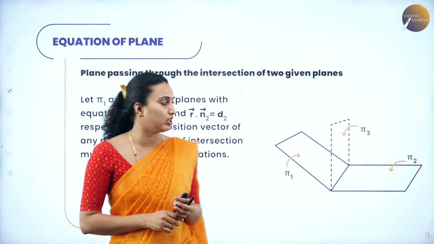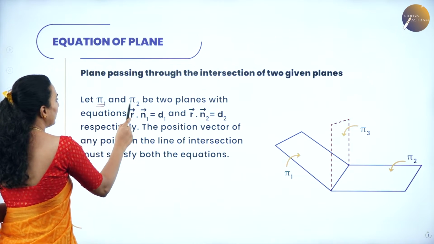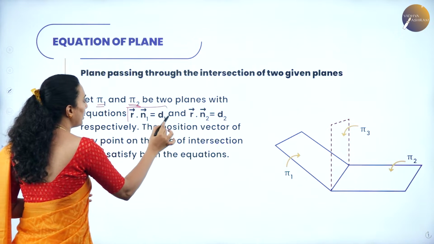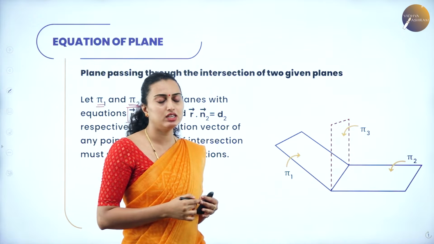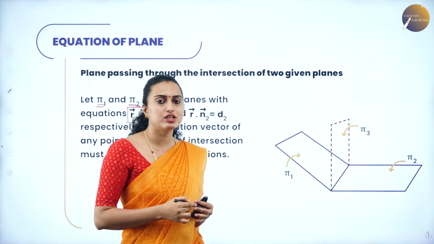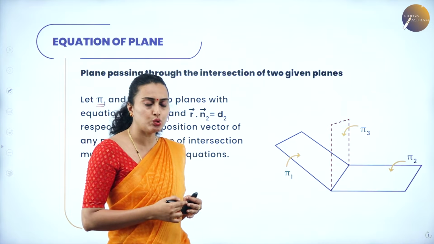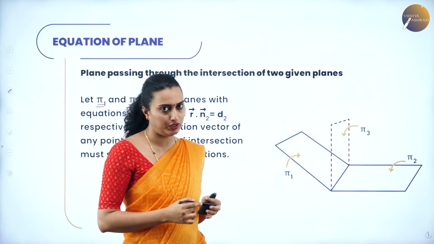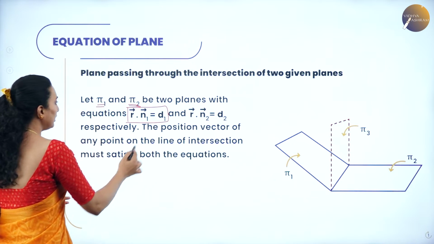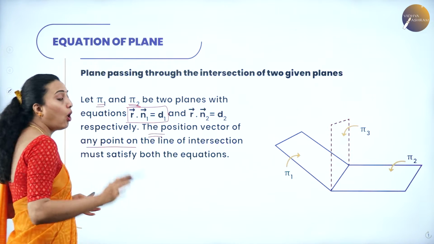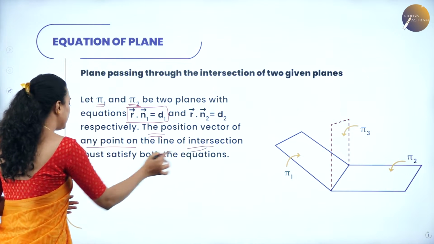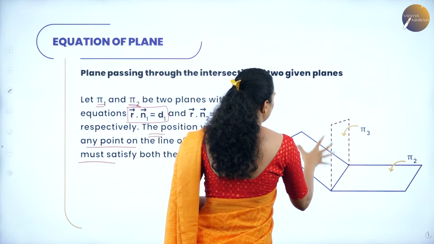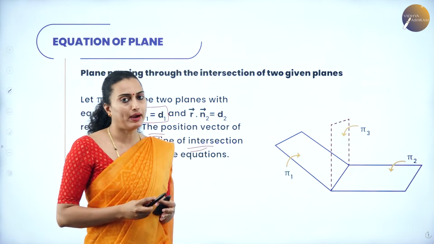A plane 3 through their intersection. Let pi 1 and pi 2 be two planes, with equations you have to remember: r vector dot n1 vector is equal to d1 and r vector dot n2 vector is equal to d2, the equations of the two planes pi 1 and pi 2 respectively. The position vector of any point on the line of intersection must satisfy both equations.